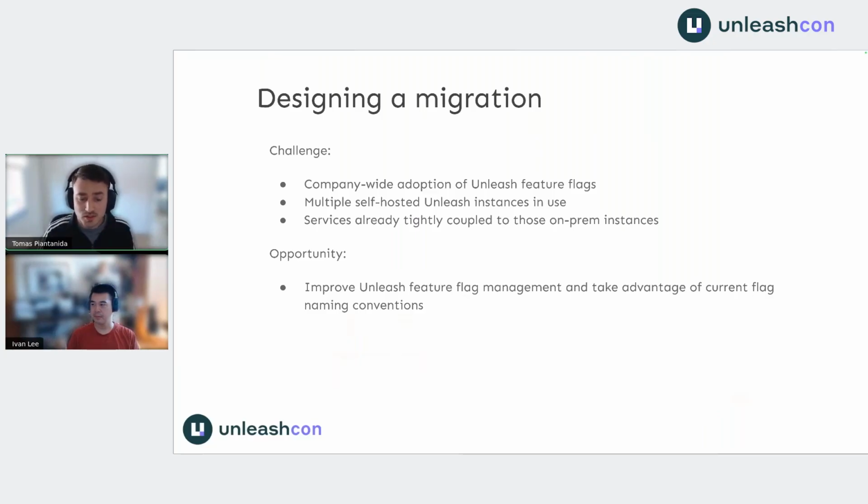So the main challenge is, how do we move everything to Unleash Cloud while keeping services up and running as expected? Also, while doing this, how can we do better in terms of feature flag management? Is there any feature we can make use of, we can start leveraging?